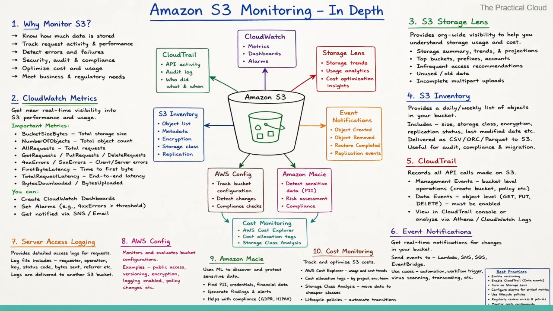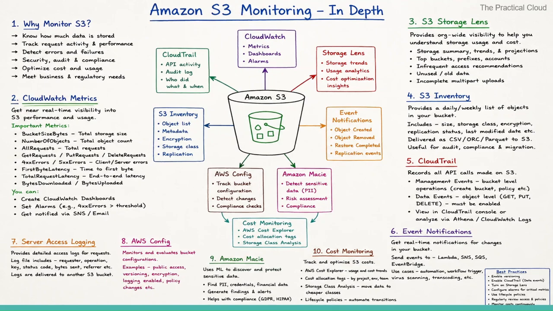Another one is Storage Lens. Storage Lens will give you organization-wide visibility. The metrics could be specific to your bucket, but Storage Lens will give you visibility into all of the buckets that you have in your organization. You'll get the storage summary, trends, projections, top buckets, prefixes, accounts, all those things. We'll see how Storage Lens looks.